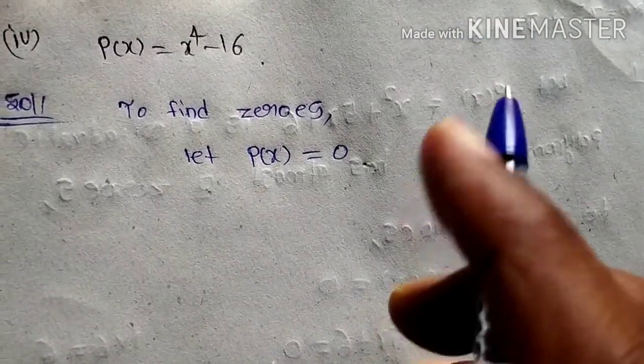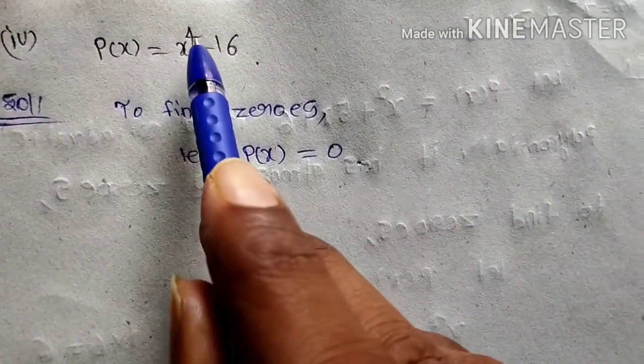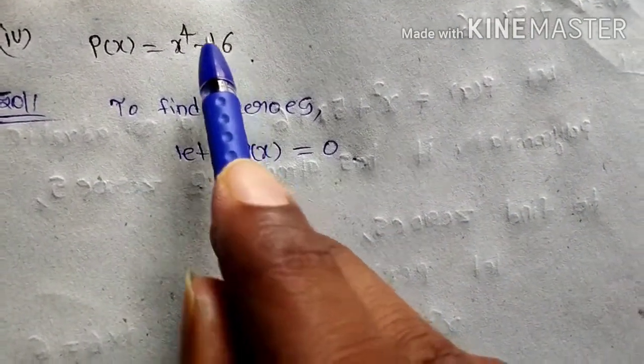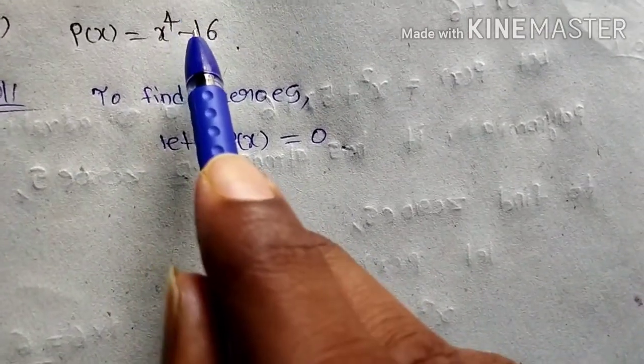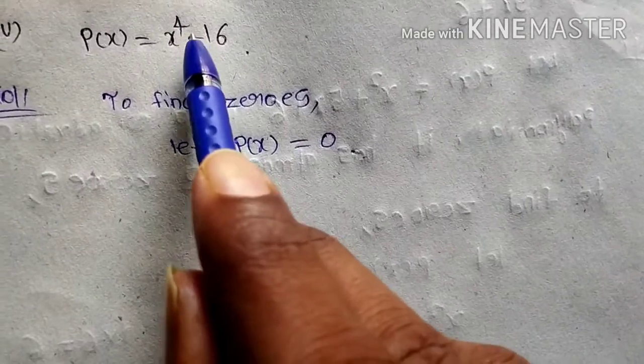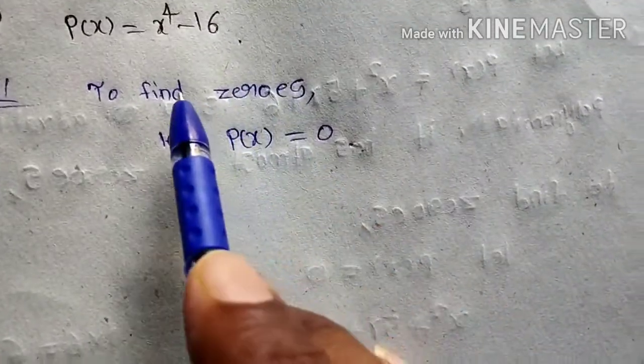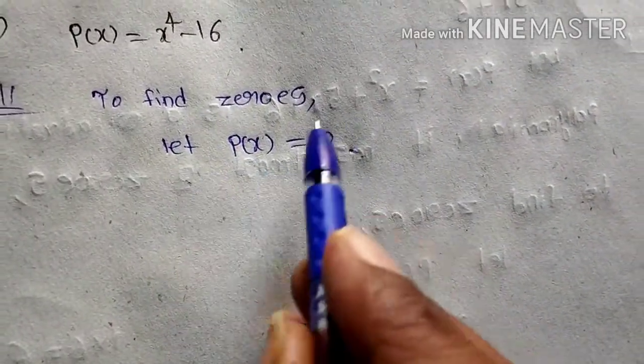Now you can see one more problem, the fourth one. P of x is equal to x to the power 4 minus 16. Once you see this, what is the degree of the given polynomial? 4. That means it has at most 4 zeros. At most 4 zeros. How can you find the zeros? To find zeros, let p of x is equal to 0.